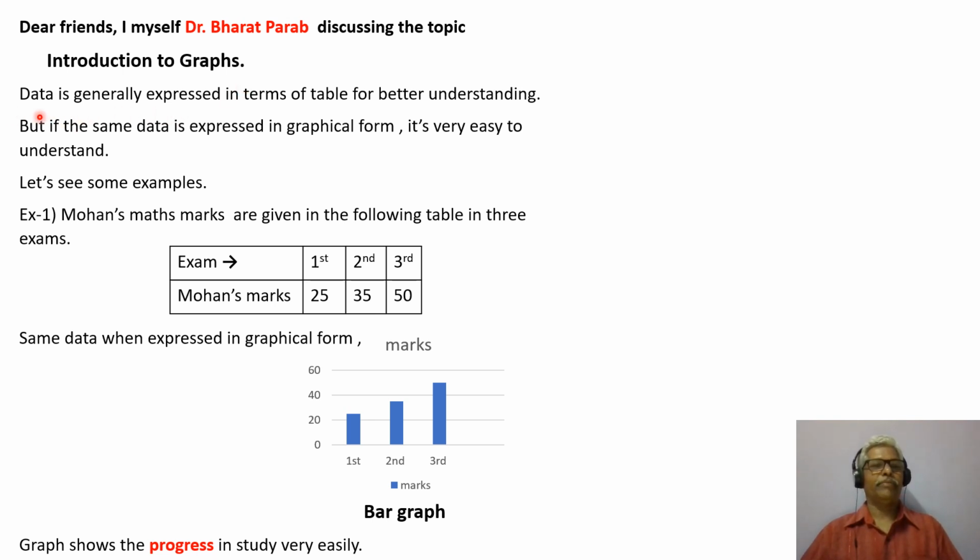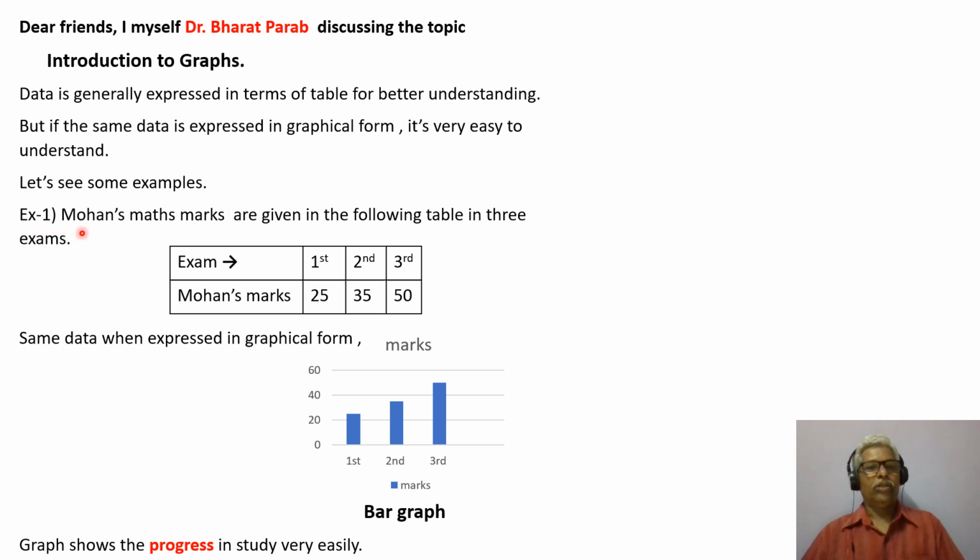Data is generally expressed in terms of a table or tables for better understanding. But if the same data is expressed in graphical form, it's very easy to understand. That is representing data in graphical form. It will be clear from this example. We will see some examples.